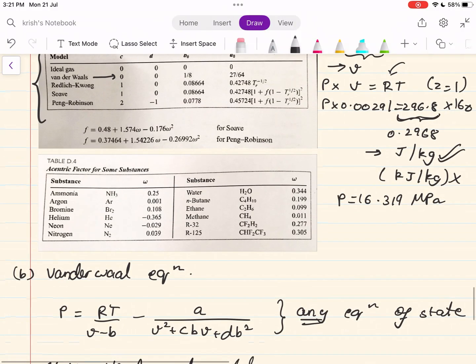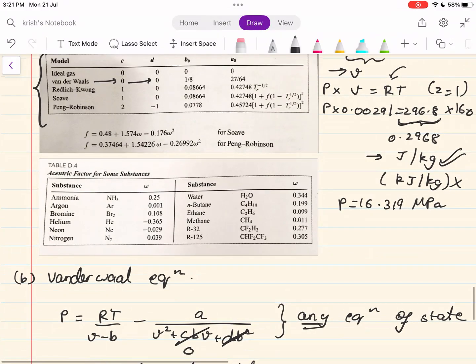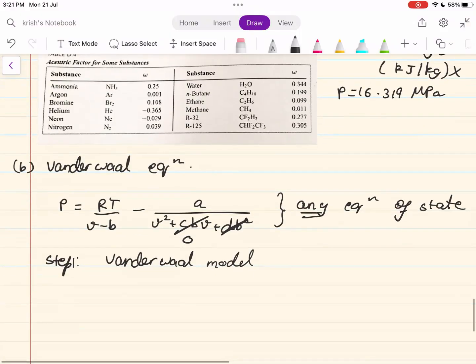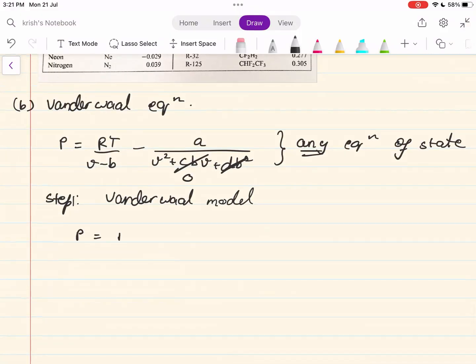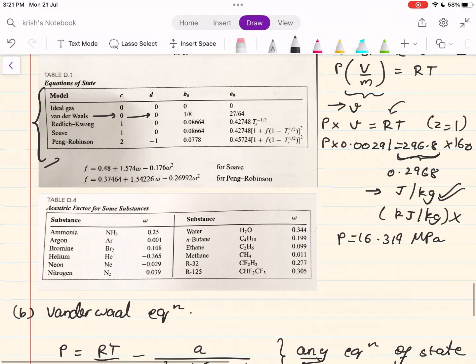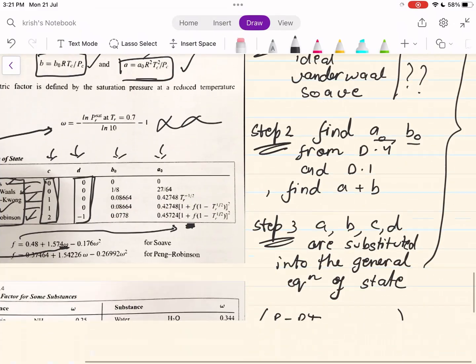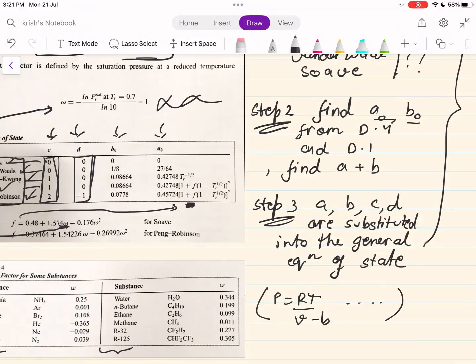Now, if we refer to this table, we can see that the value of C for van der Waal model is 0. So this term becomes 0. We can see the value of D for the van der Waal model is 0. So this term becomes 0. And now our equation has simplified to P equals to RT by V minus B minus A by V square, which was the van der Waal equation if you recall. But this time we have solved it using this table, because remember, any of these models can be asked, right? And we have to substitute the corresponding values of C and D, right?